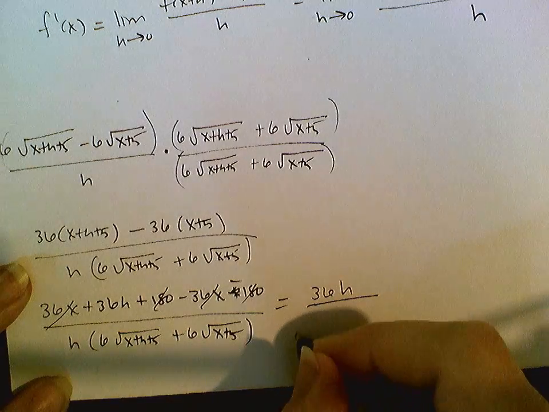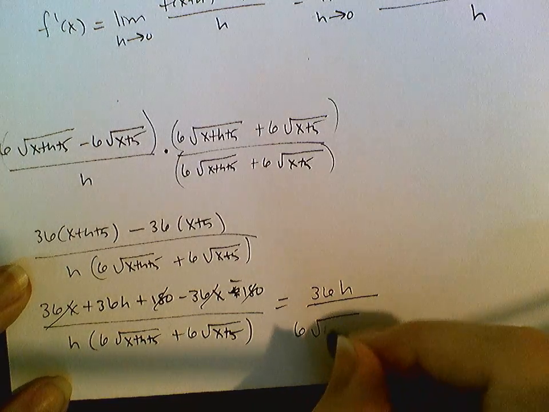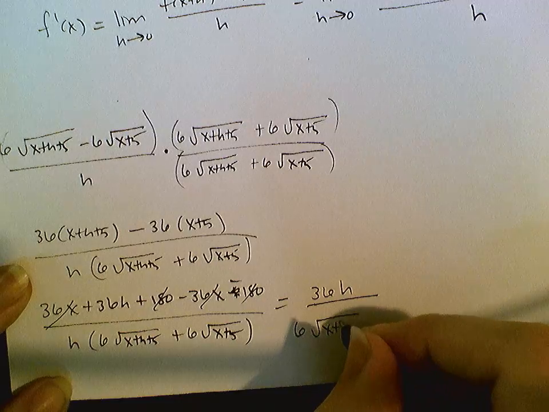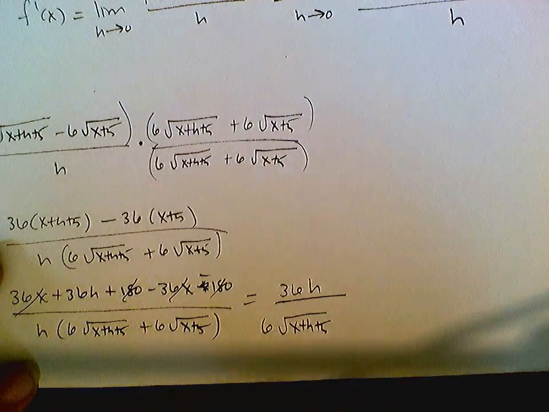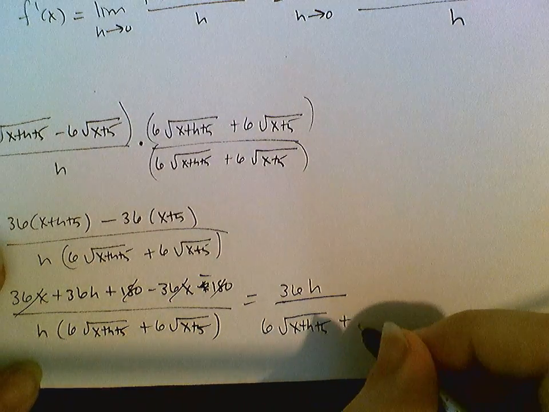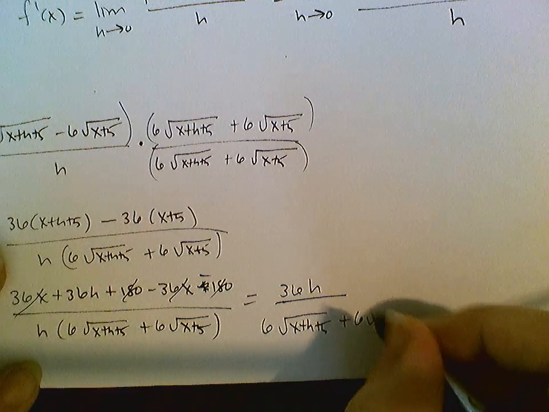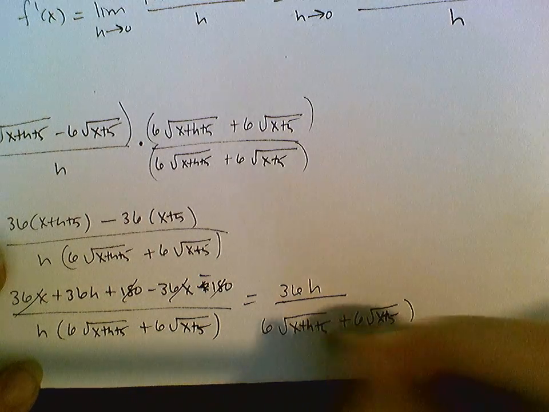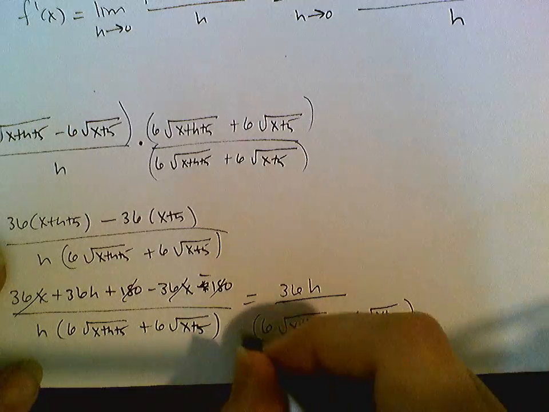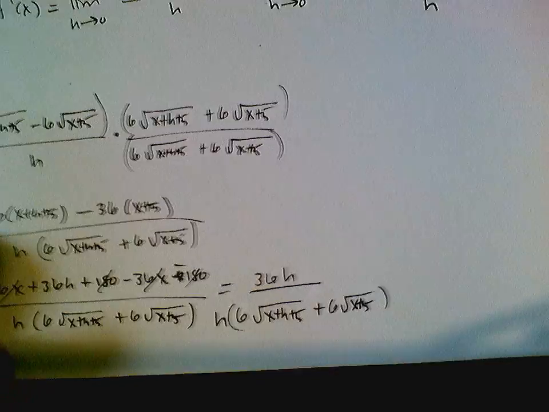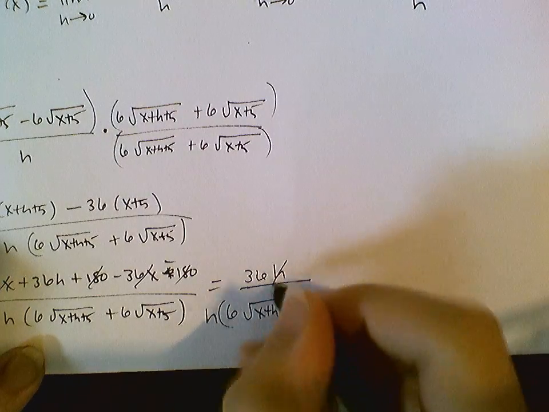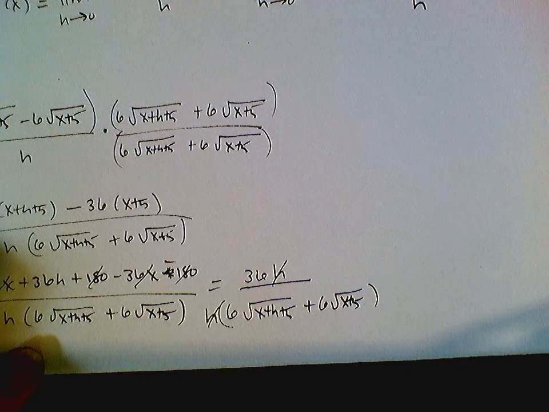36h over h times (6 radical x plus h plus 5 plus 6 radical x plus 5). My bad, the whole thing should have an h out in front of there. And these h's cancel just like I was hoping would happen.